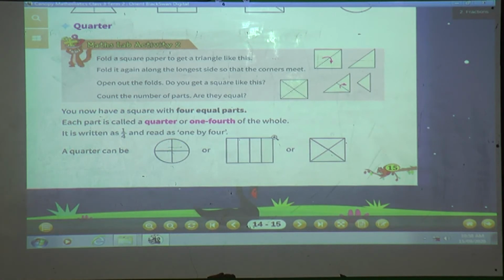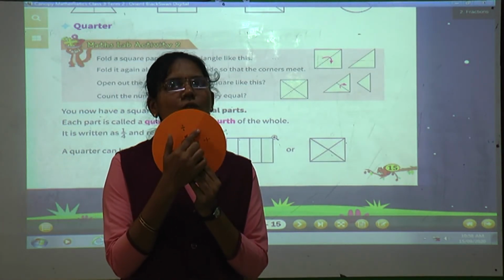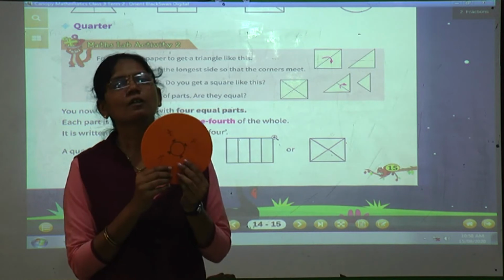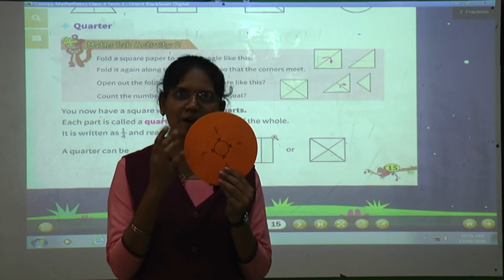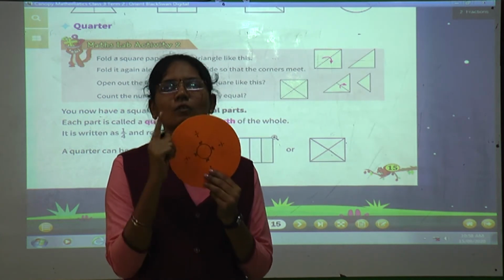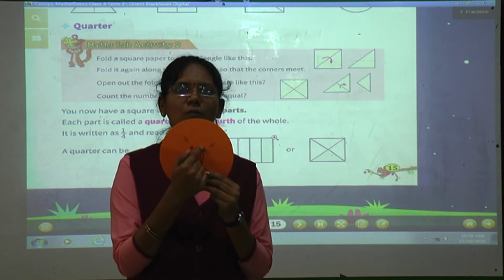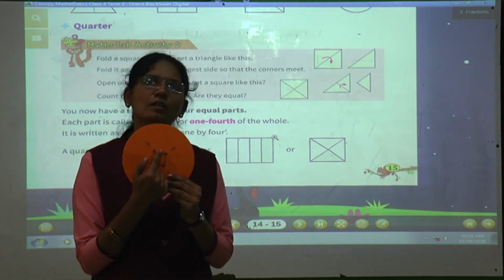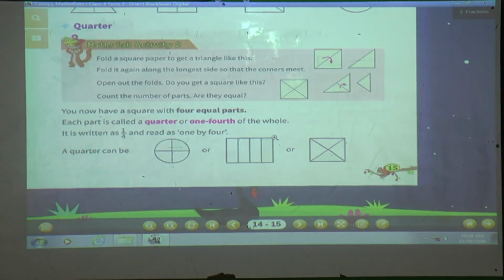And how will you read this? 1/4. See here, you can see the number 1/4. How will you read this? 1/4. Say along with me, 1/4. 1/4 means quarter. When we divide this circle into 4 equal parts, then each part is called a quarter or 1/4. How will you read this? 1/4 or quarter. Okay, clear? This quarter concept clear? Okay.